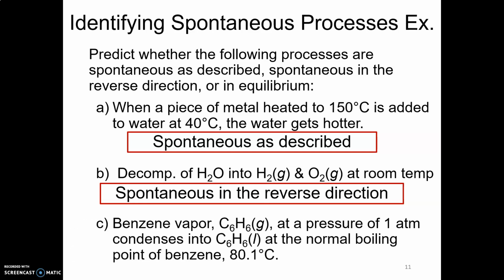Last one. Benzene vapor at a pressure of 1 atmosphere condenses into liquid benzene at the normal boiling point of benzene. The definition of a boiling point is when vapor pressure equals atmospheric pressure. Another way to define it is when the two phases, liquid and gas, are in equilibrium with one another. So if they're in equilibrium, it's not spontaneous in either direction, right? We are just in equilibrium.